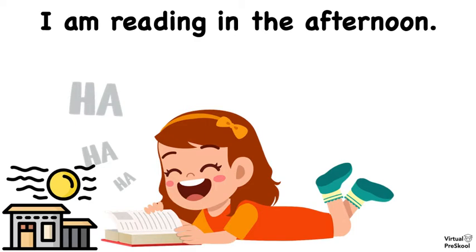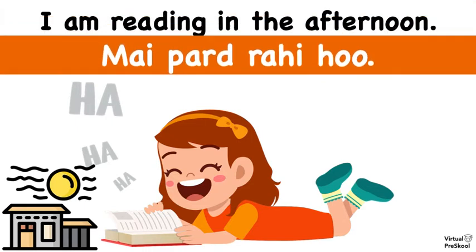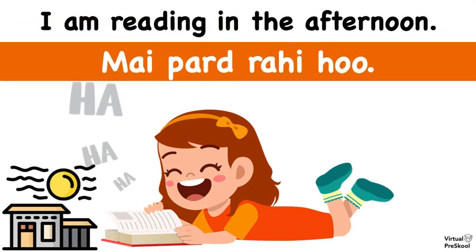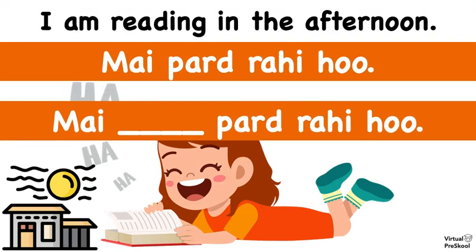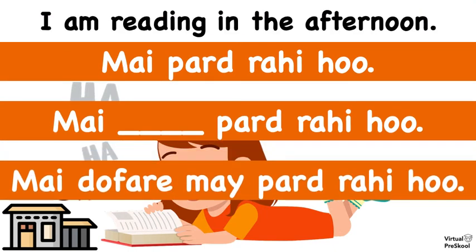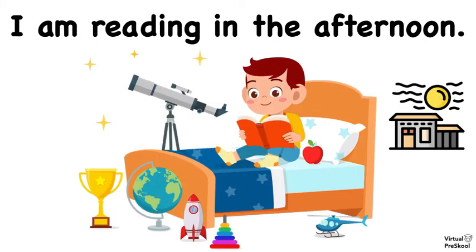So let's do the I am reading part. We've done this before twice now, so you should know this. मैं पढ़ रही हूँ. And now we need the in the afternoon. What's afternoon and the connector word? दोपहर में. So now we need to add that into our sentence. मैं दोपहर में पढ़ रही हूँ.